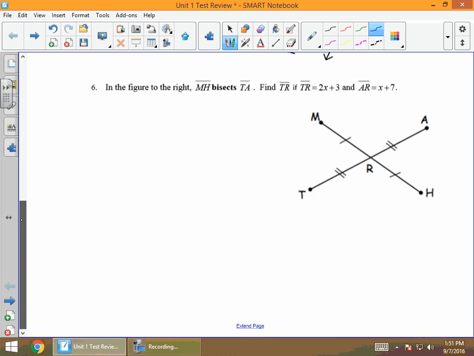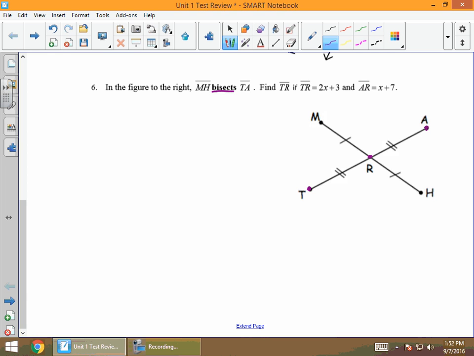All right, number 6. Number 6 says in the figure to the right, segment MH bisects segment TA. So that means TA has been bisected. It means cut in half. And you'll see on the picture that TR, this distance here from T to R, and the distance from R to A, they have the 2 little hash marks. I'll circle them right here. These 2 little hash marks tell us that those 2 segments are equal, that they are congruent, they are equal in length. So we have 2 congruent segments.